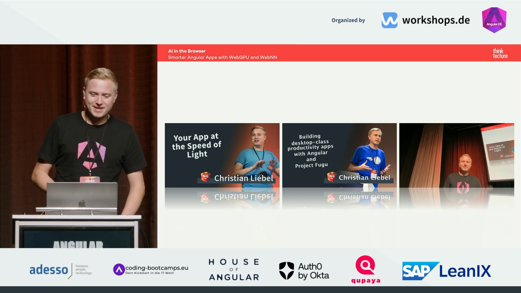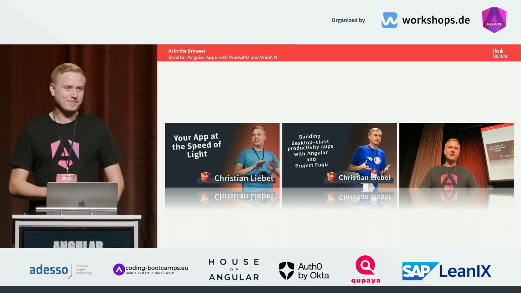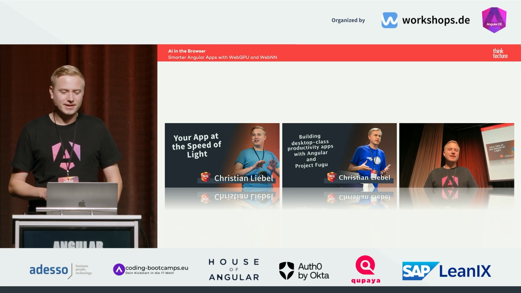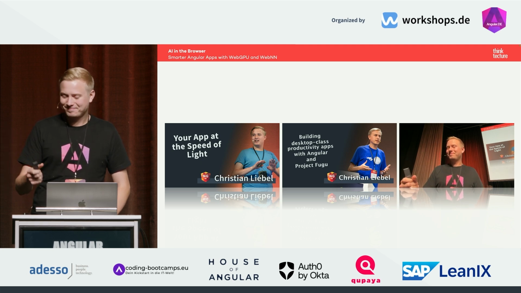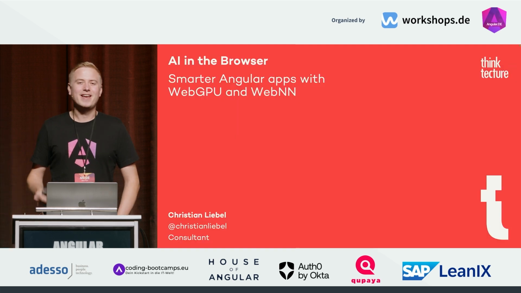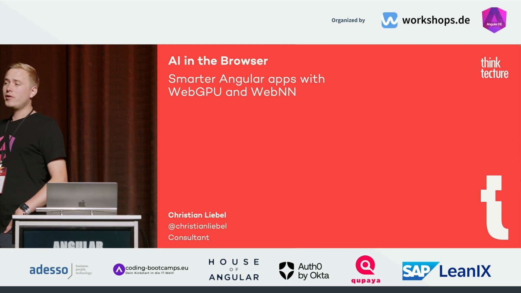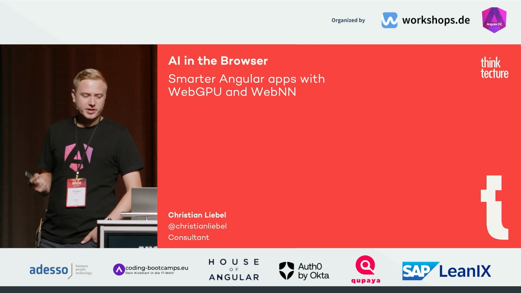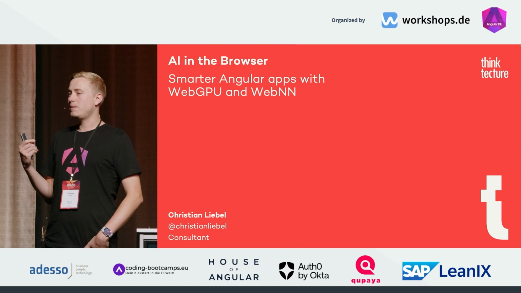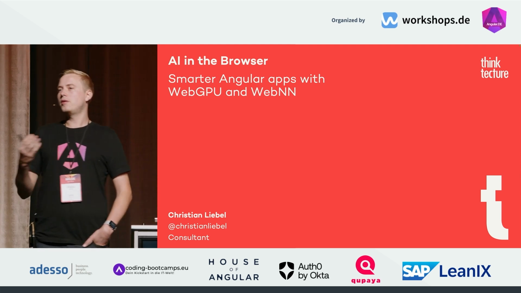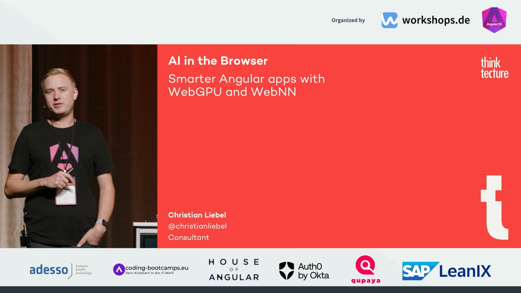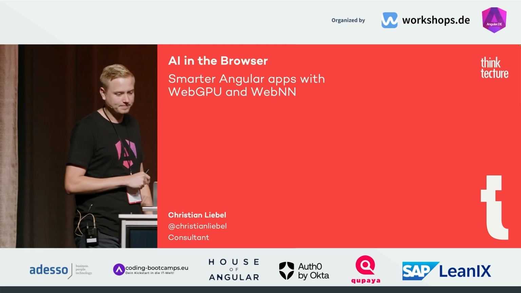And this year, I want to talk about another interesting thing. It's a trending topic, and we will see beta versions of Chrome again. We are talking about AI in the browser, or how you can make your Angular app smarter by using APIs like WebGPU and WebNN, but also the new prompt API that's currently in implementation by Chromium-based browsers.